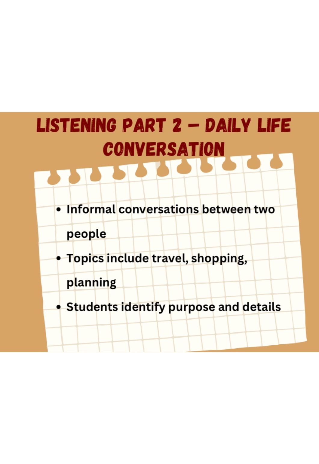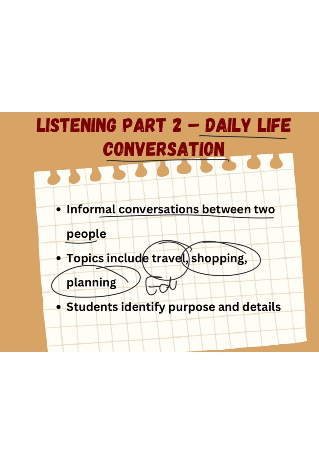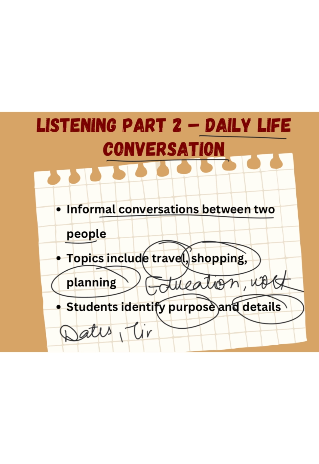The second part contains daily life conversations. This part includes informal, everyday conversations that we normally have. Topics can be related to travel, shopping, planning, education, work, and so on. Here, you need to understand the purpose of the conversation and the important details. For example, the dates, time, venue. This is very practical, like real life English. So you can also make some important notes out of it so that you could answer the questions well.